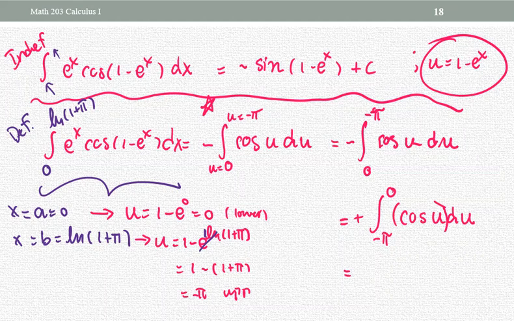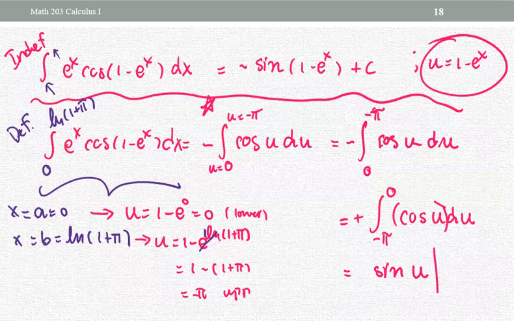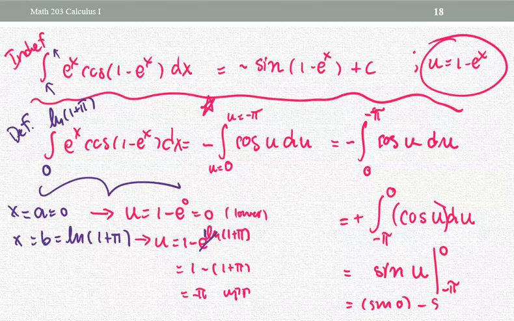The antiderivative of the cosine is sine of u. Put the bar in the back because we are dealing with the definite integral. The lower limit negative pi, upper limit 0. Replace the upper limit, subtracted by the lower limit. So sine at 0 is 0. Sine at negative pi is also 0. So the answer for this problem is 0.